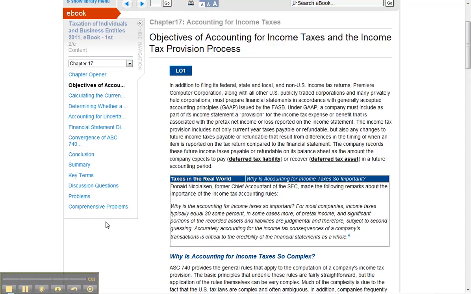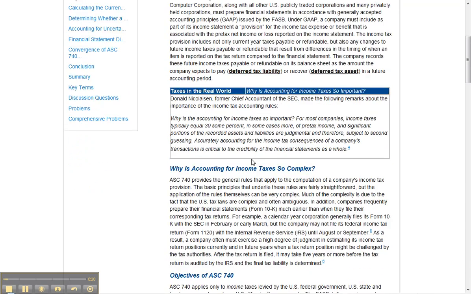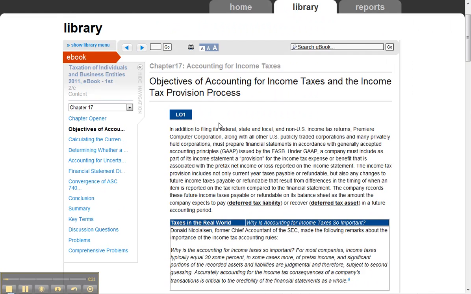All right, Chapter 17 is a really important chapter. It is regarding how companies have to account for income taxes. Learning Objective 1 does a great job of outlining the entire process and talking about why accounting for income taxes is so complex. So I would strongly recommend that you read through Learning Objective 1. It's not very long. It tees up an example that the whole chapter is going to be based on.